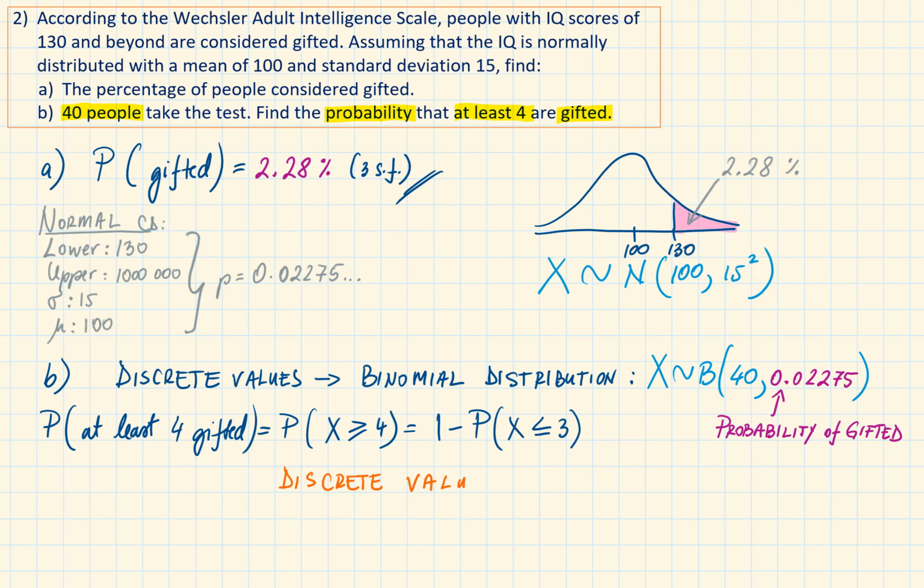The discrete values are 1, 2, 3, 4, 5 and so on up to 40 people, and we are interested in the ones shaded in yellow, so 4 people, 5 people and so on up to 40 people. The numbers shaded in yellow represent x being larger or equal to 4, and the remaining, which are not shaded, represent x being less than or equal to 3.